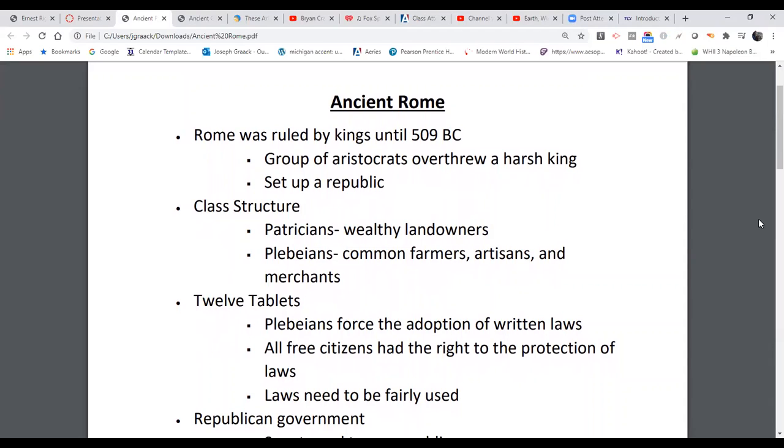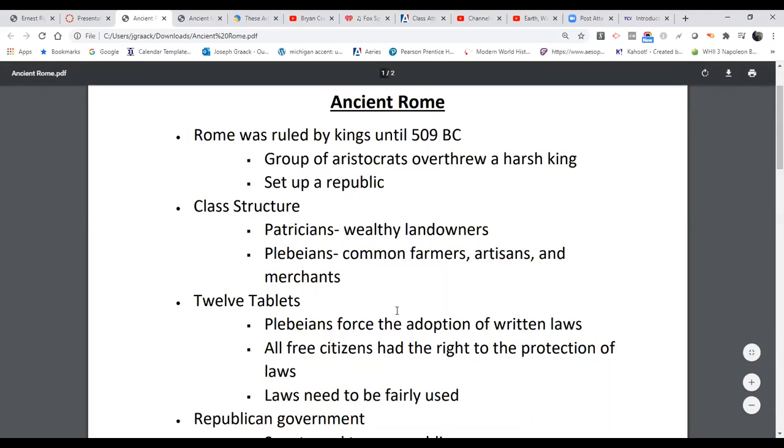So as it was said in that short clip that I showed you, Rome was ruled by kings until 509 BC. A group of aristocrats overthrew a harsh king and set up a republic that basically has two houses in the legislature. Same thing that we have, right? We have a Senate, which is the upper house, and we have the House of Representatives, which is the lower house. The Romans set up the group ruled by the patricians, which would be the upper house, and then the plebeians, which would be the lower house.